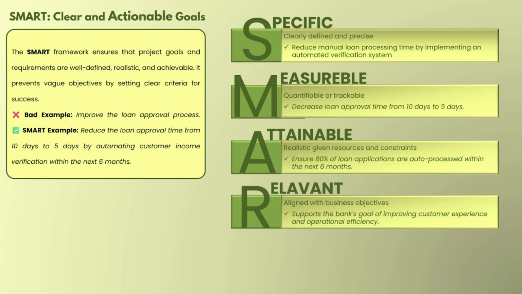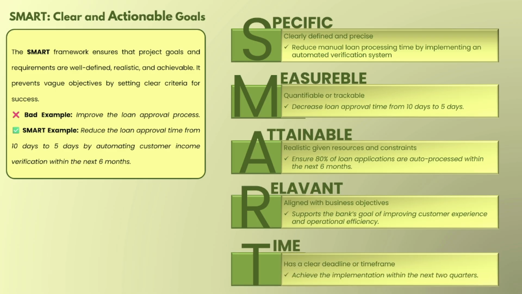Then next is relevant, aligned with business objectives. Something should be relevant to the business. Let us see the best example: support the bank goal of improving customer experience and operational efficiency. So this is the objective of the banking system. Support the bank goal, improve customer experience and operational efficiency. So this is relevant, we can say.